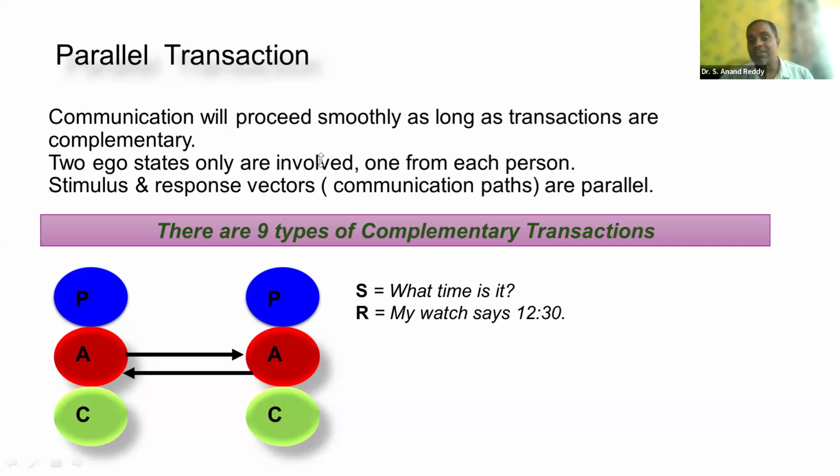So we have complementary transactions, probably stimulus and response here. What time is it? My watch says 12:30. It's an adult to adult transaction, which says, he's not saying it's 12:30. My watch says it's 12:30. Whether it's the right time or wrong time, I'm not sure. So that is practical.